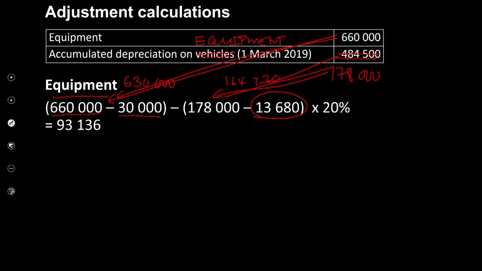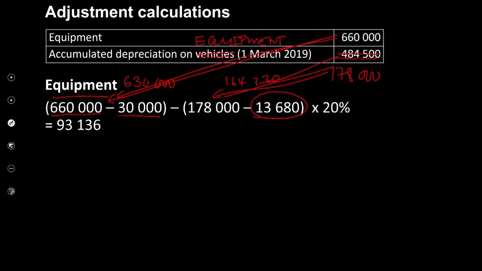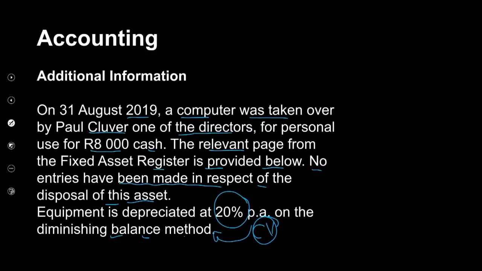164,320. So what do we do now? Now we take our 630,000 minus the 164,320 to give you a figure of 456,680, and then our rate of depreciation we knew, did they tell us, was 20%.